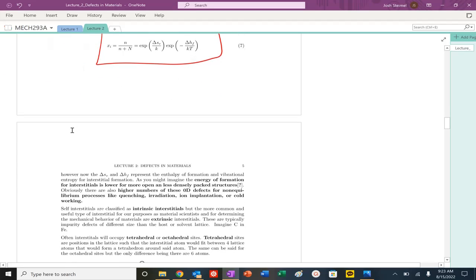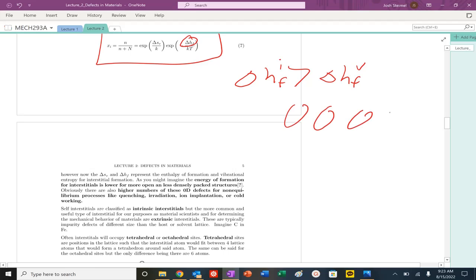But what do you think is going to be the difference between the enthalpy of formation for a self-interstitial or a vacancy? Which one will be higher? What's going to be harder, a self-interstitial or a vacancy? The interstitial is going to be way harder, right? Because you can imagine, if I'm just pulling an atom out, I'm allowing the system to basically relax back in once this atom is gone.